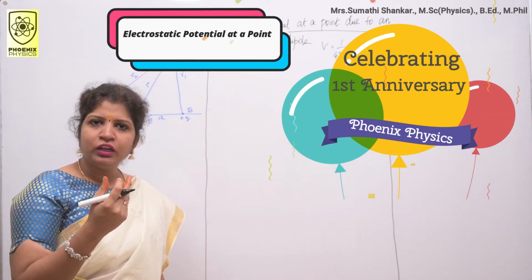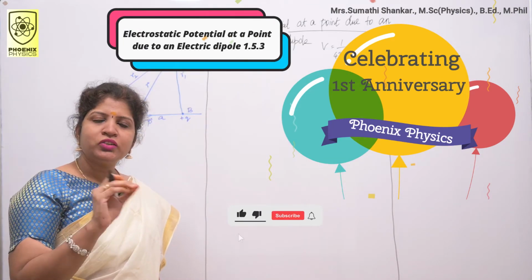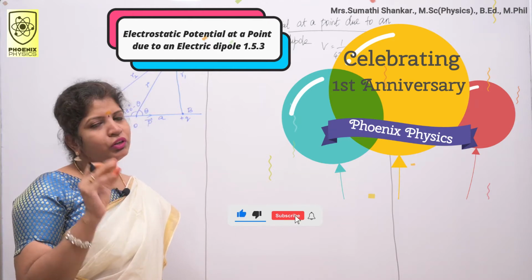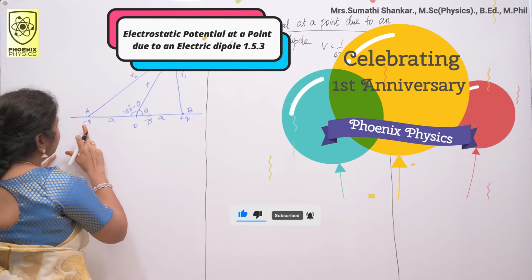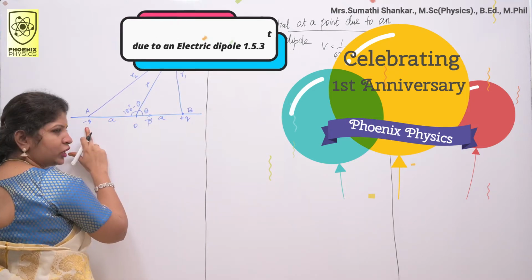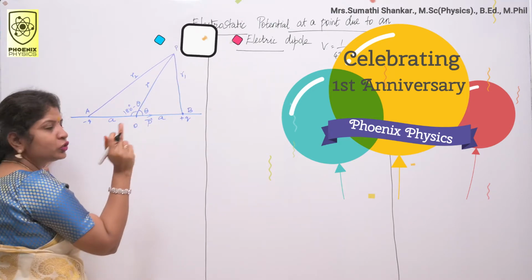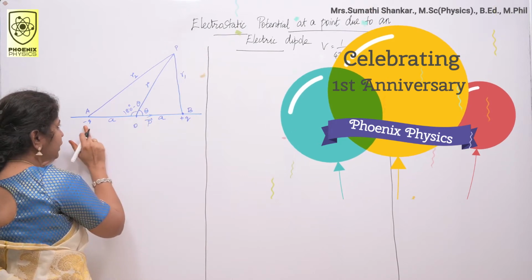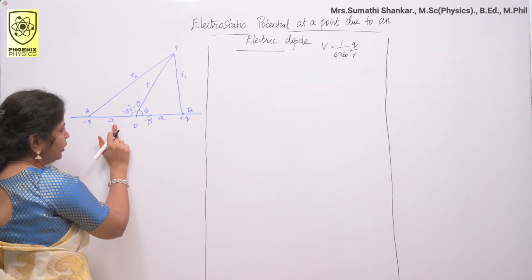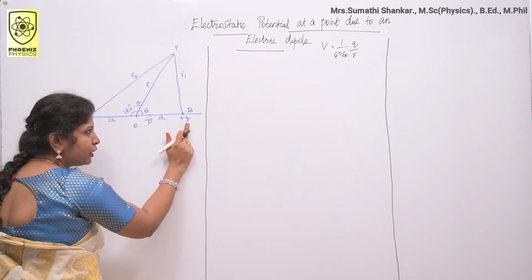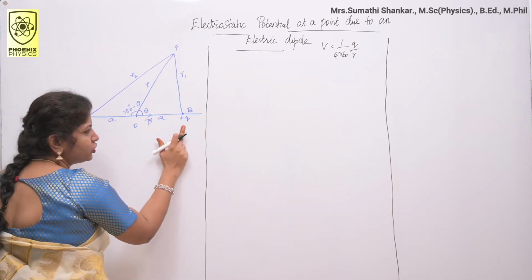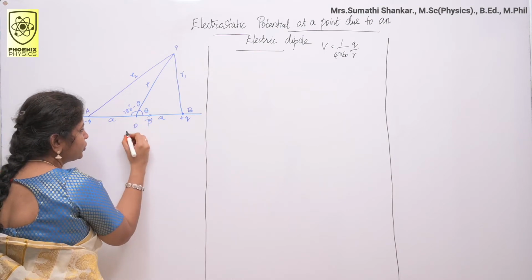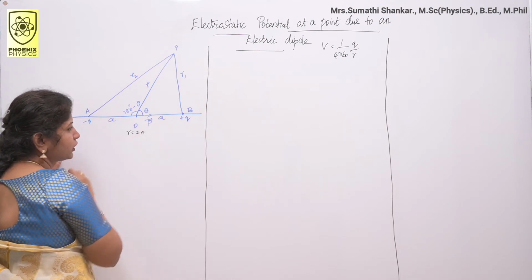What is a dipole? Two equal and opposite charges separated by a distance constitute an electric dipole. In the same way here, consider two equal and opposite charges separated by a distance 2a. From this center to minus q, the distance is a. From this center to plus q, the distance is a. So, two equal and opposite charges separated by a distance 2a.